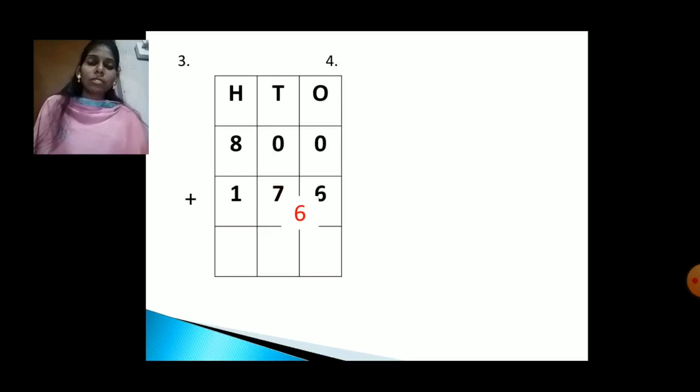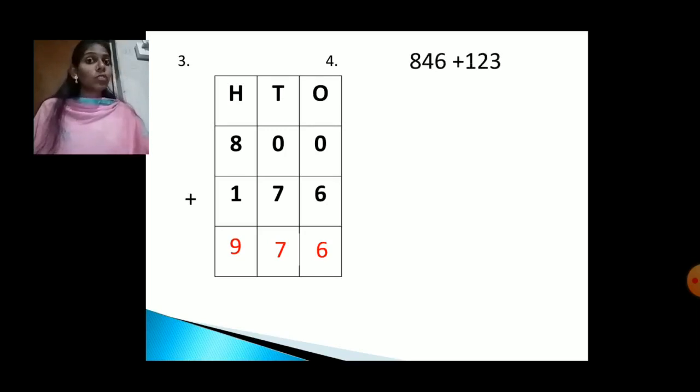6 we will write under the ones place. Now look at the tens place. 0 plus 7. So 0 plus 7 is 7 only. And next is 8 plus 1. Hundred place addition. So 8 plus 1 equals 9. So 800 plus 176 is 976. Now see the next.